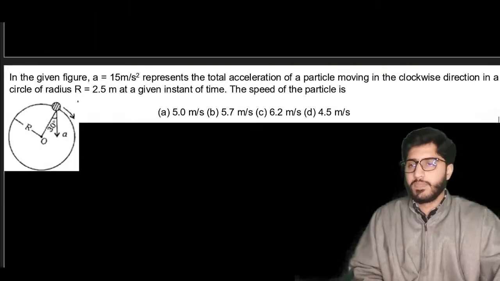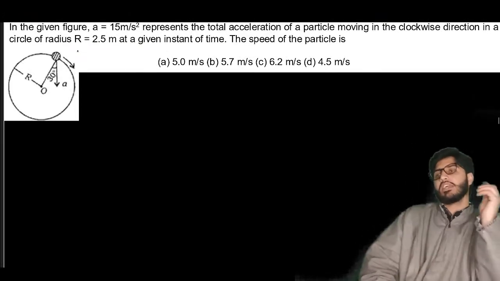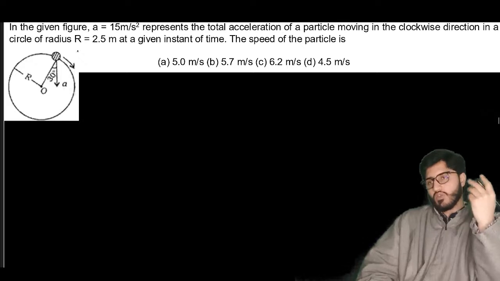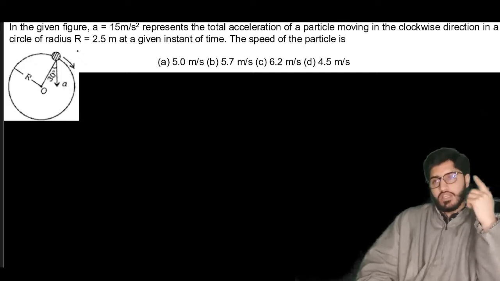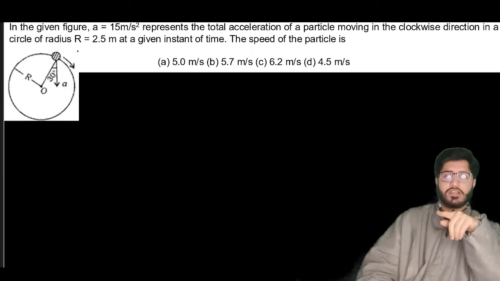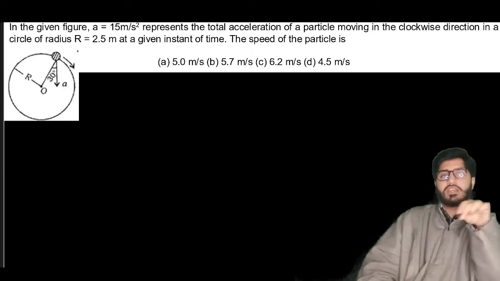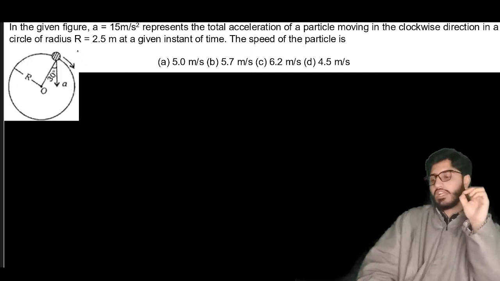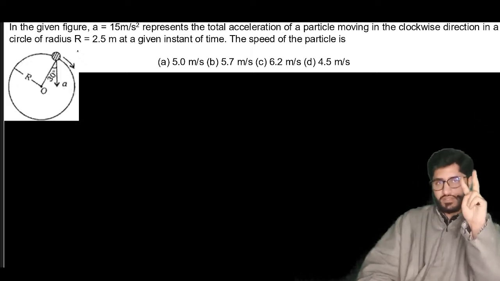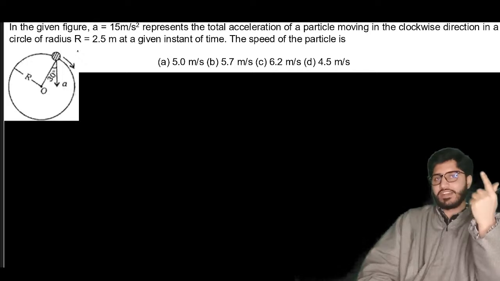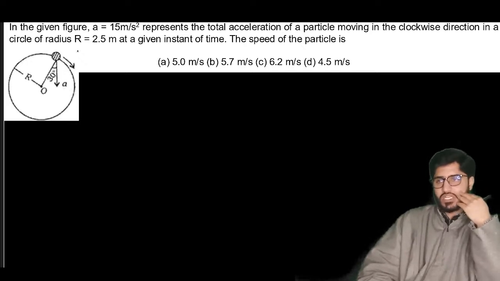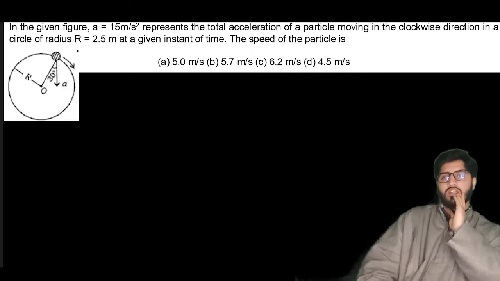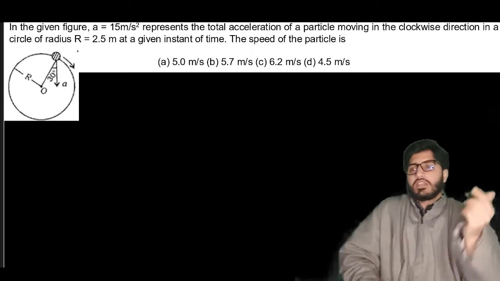चलिए आगे बढ़ते हैं next numerical पे. The given figure gives us A, which represents the total acceleration. If you can see from the figure now, the particle is doing a circular motion. In circular motion, we have two types of acceleration: tangential and centripetal. Clear? So in a clockwise direction, in a circle of radius r, what is the speed of the particle? Okay, look.